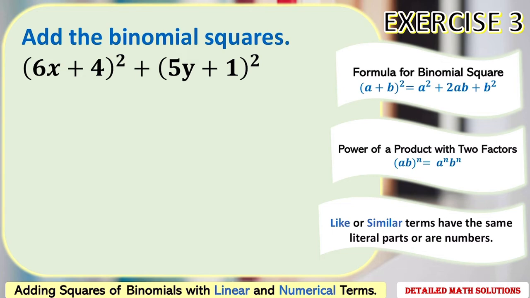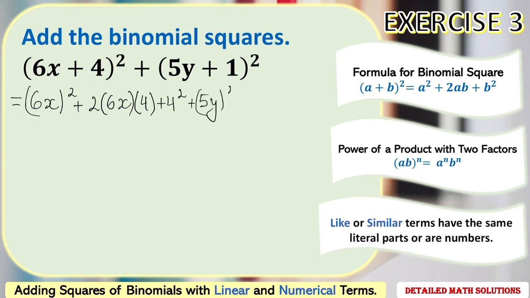Therefore, when I apply the formula, I get (6x) squared plus 2 times 6x multiplied by 4 plus 4 squared plus (5y) squared plus 2 times 5y multiplied by 1 plus 1 squared.